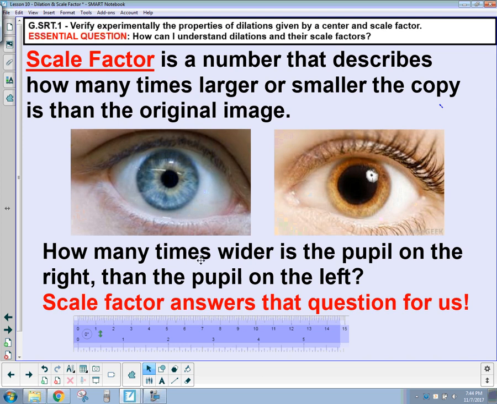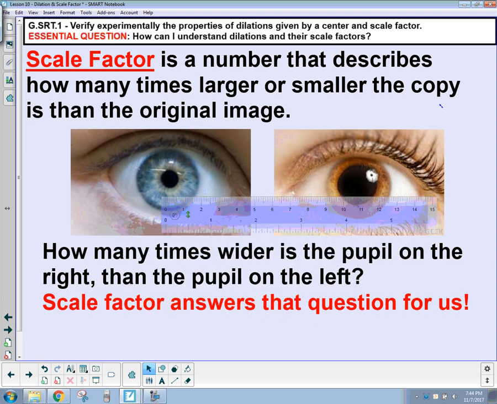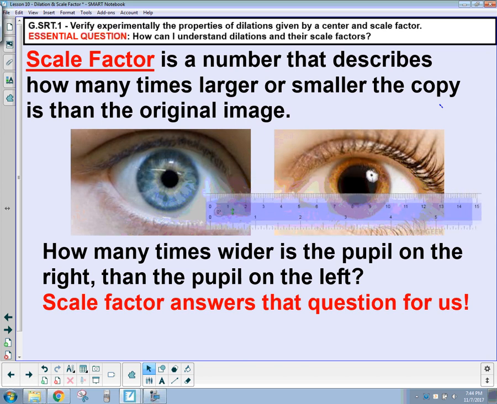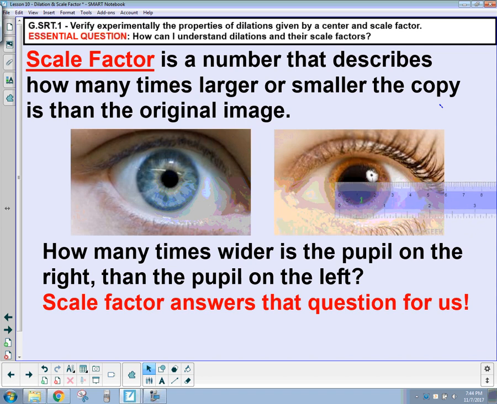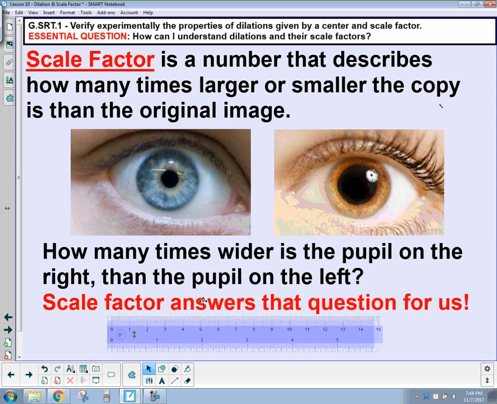We're going to talk about scale factor. It is the number that describes how many times larger or smaller the copy is than the original image. How many times wider is the pupil on the right than the pupil on the left? Let's take our handy dandy ruler. I'll hold it up to this pupil. That's about 1 centimeter, give or take. Come over here, and that's 2. So we're going to say it's twice as big. Its scale factor is 2.